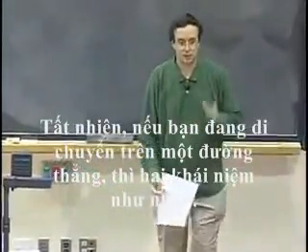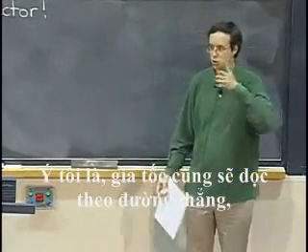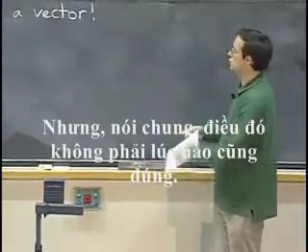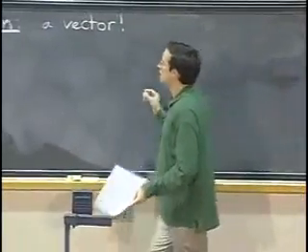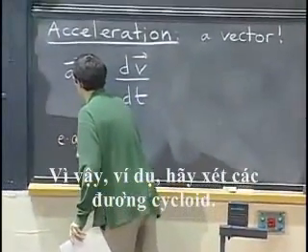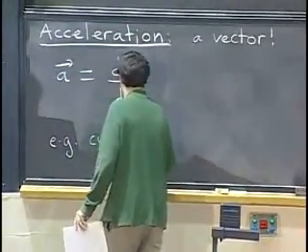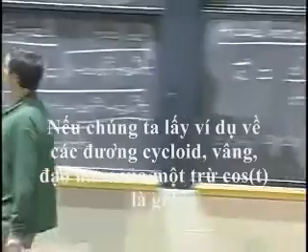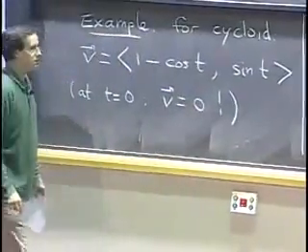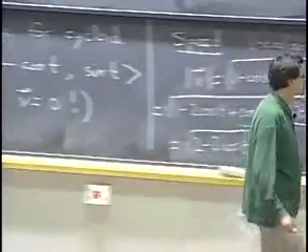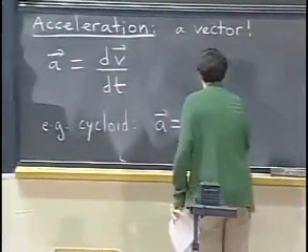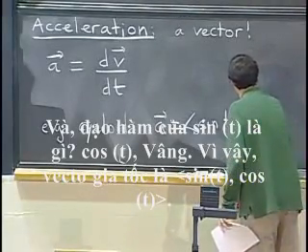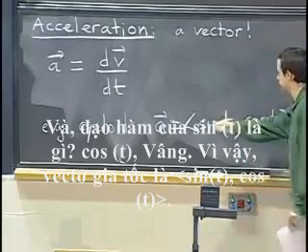Of course, if you're moving in a straight line, then the two notions are the same. Acceleration is also going to be along the line, and is going to have to do with the derivative of speed. But in general, that's not quite the same. So, for example, let's look at the cycloid. If we take the example of the cycloid, what's the derivative of 1 minus cosine t? It's sine t. And what's the derivative of sine t? Cosine t. Okay. So the acceleration vector is (sine t, cosine t).